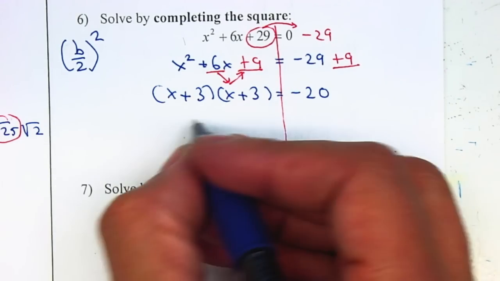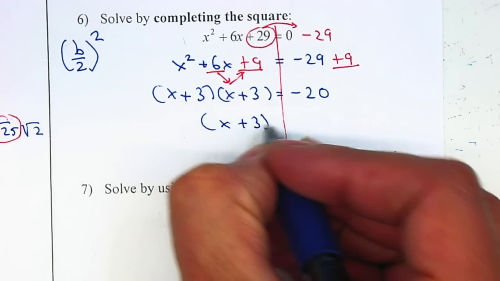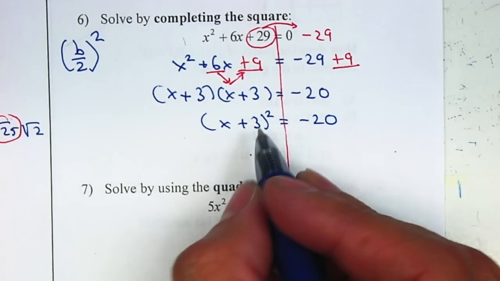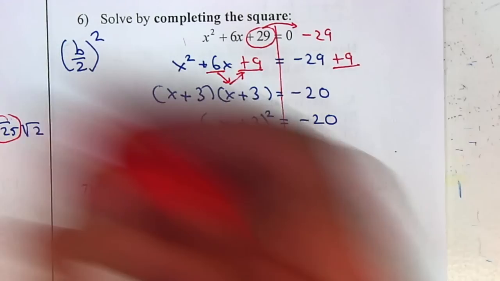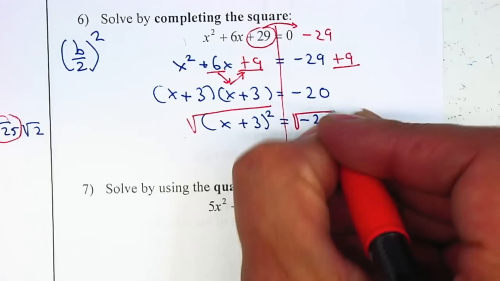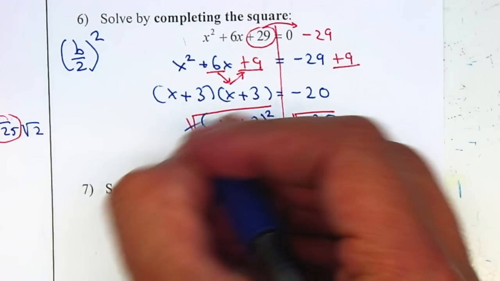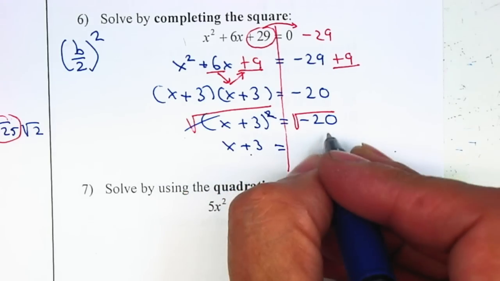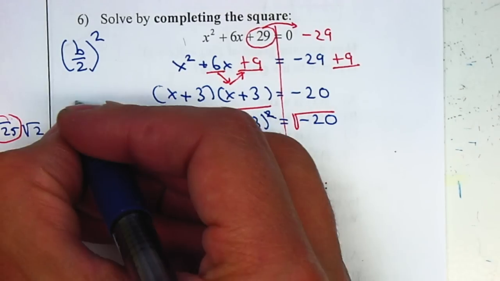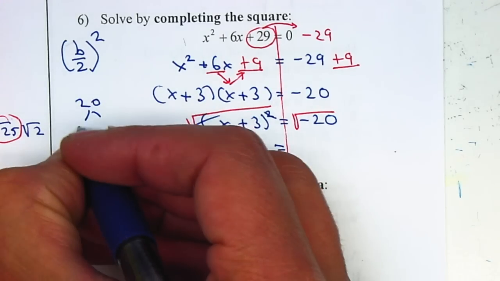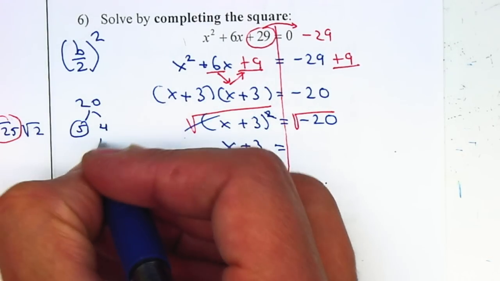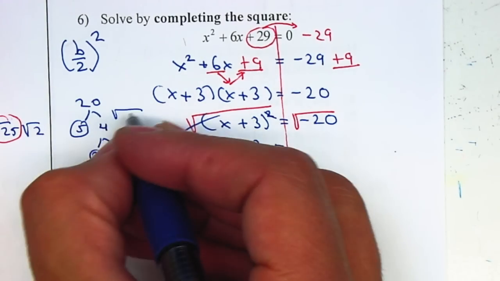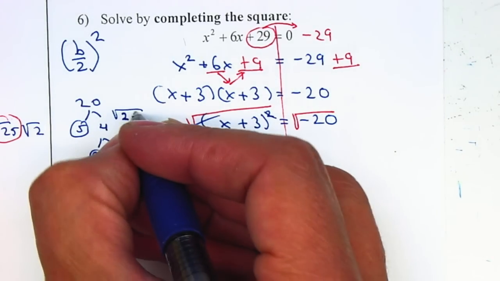Because I have two of them, I'm going to combine them into one. And that'll be negative 20. From here, I can get rid of the square by taking the square root. I'm going to take the square root on the left and the square root on the right. The square and the square root cancel, so I have x plus 3 is equal to. Now the square root of 20, you have two choices. You can do your factor tree. 5 times 4, 5 is a prime number. 2 times 2, that's a prime number. I'll place them all inside. 2, 2, and 5.